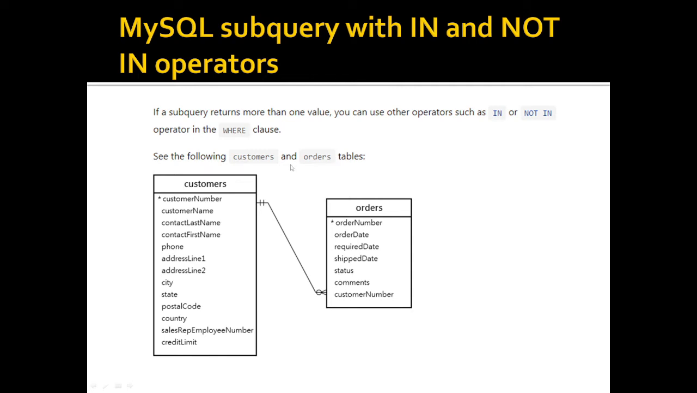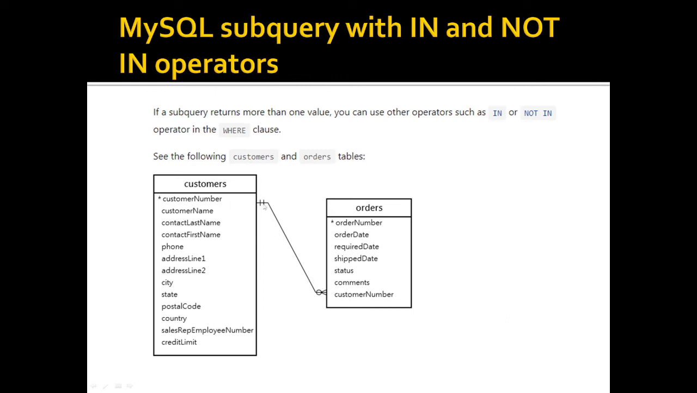So see the following customers and orders tables. Let's try to examine the two tables. We have customer number, customer name, last name, first name, phone, address line 2, city, state, postal code, country, sales rep employee number, and credit limit. So that's the customers table. Here we have the orders table. They're actually related. We have order number, order date, required date, ship date, status, comments, and customer number. We can relate them using customer number and customer number.